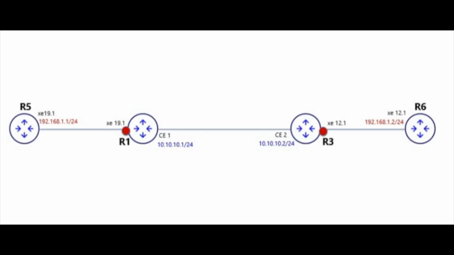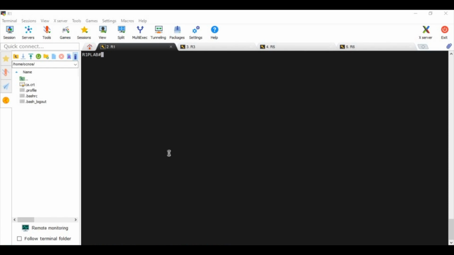This is the topology that we're going to use. As you can see, we have two PE routers, which are R1 and R3, and we have two CE routers, which are R5 and R6. So let's get started.